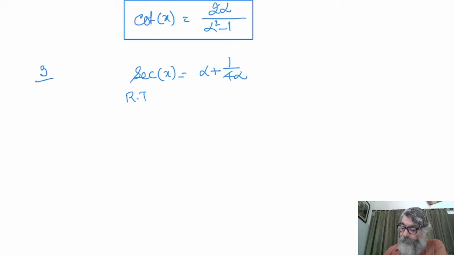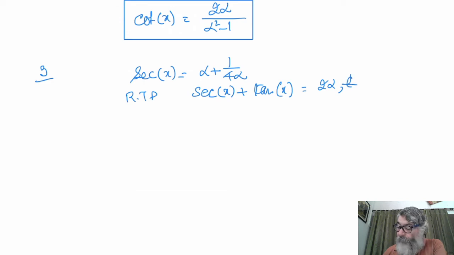What is required to prove? Required to prove is sec x plus tan x has two roots, 2 alpha or 1 upon 2 alpha. It has roots 2 alpha or 1 upon 2 alpha. So let us see what we have to do.